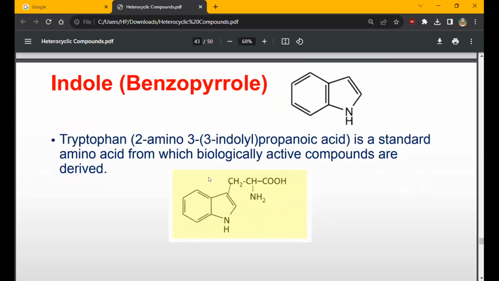Then we come to indole. Indole, also known as benzopyrrole. So tryptophan is a standard amino acid from which biologically active compounds are derived. All of these are derived from indole. So all of these slides are just showing how the different heterocyclic compounds can be found in different compounds, in different drugs, also in the body, like in heme and everything.